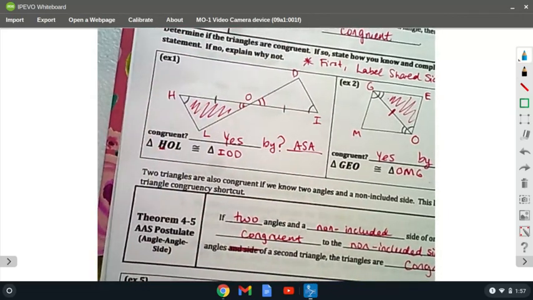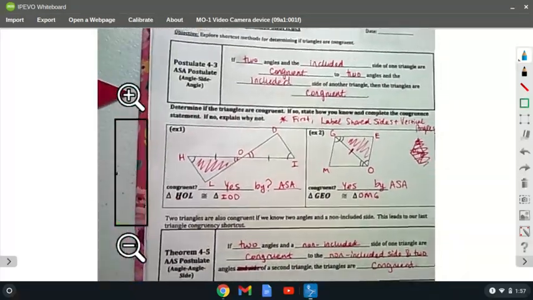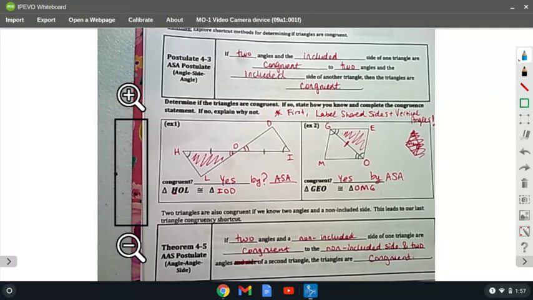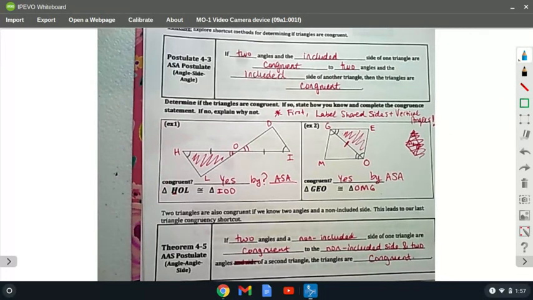So those are our two new shortcuts, our final two shortcuts. So now you know 4 different ways to prove congruency. So today you're going to practice these 2. Next class we'll work on all 4.